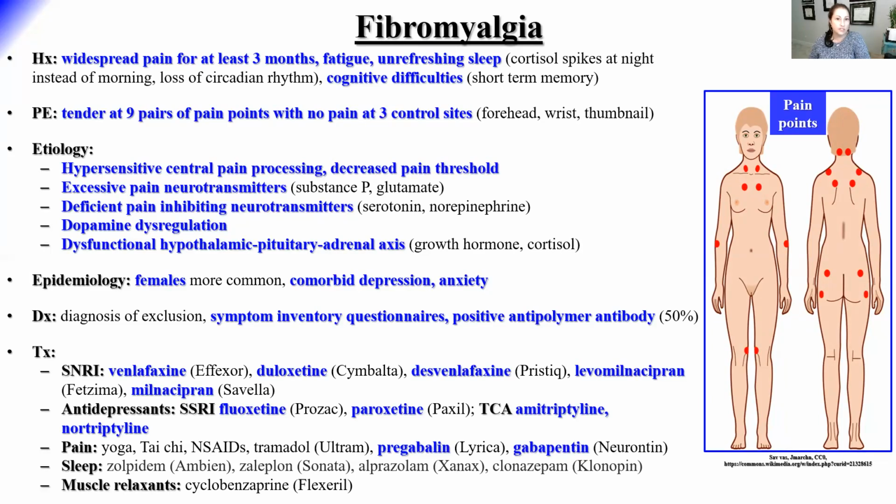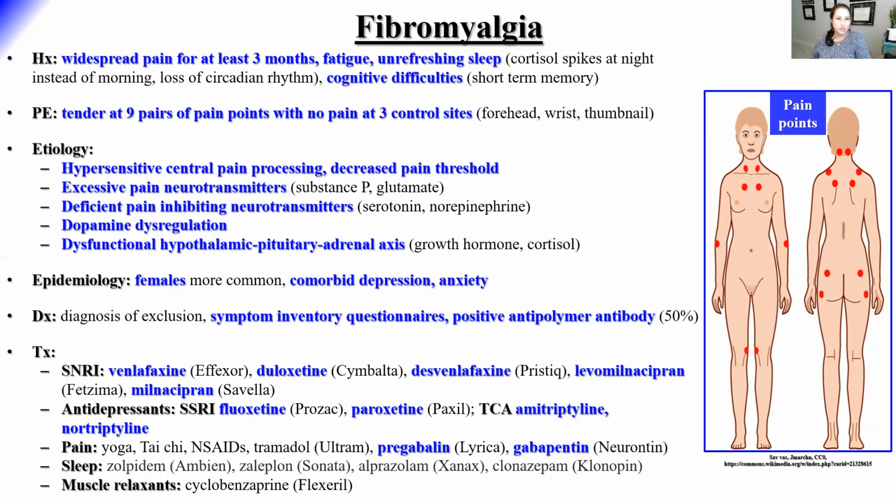We also have antidepressants, our SSRIs and our tricyclic antidepressants, things like fluoxetine, paroxetine, amitriptyline, and nortriptyline that can be effective for these patients. For pain, ranging on the severity, depending on what that is for them, we can start with yoga, Tai Chi, anti-inflammatory medications, tramadol. Our neuropathic medications like pregabalin and gabapentin can also be effective.